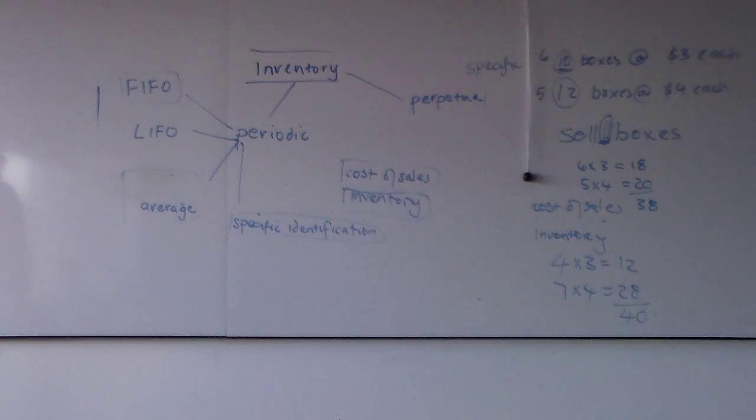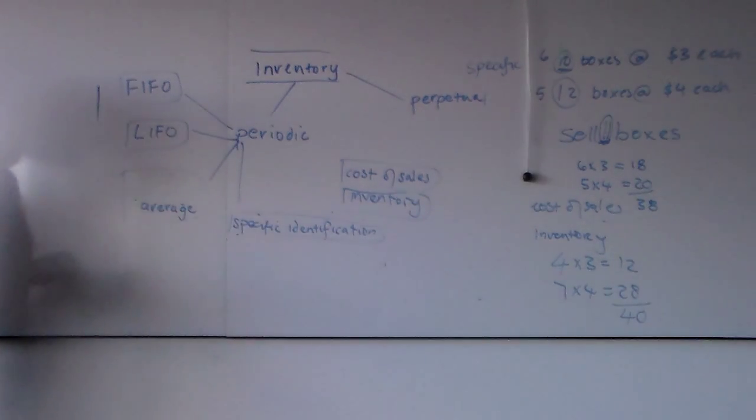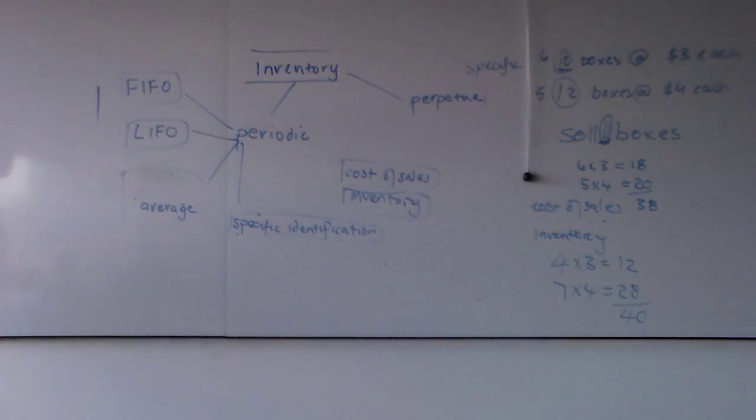So can you see for each of those, I've done 4 there: FIFO, LIFO, average, and specific identification method. You can see that your cost of sales is different for each one, and your closing inventory is different. So depending on which method you're using, your cost of sales and inventory is going to be different.